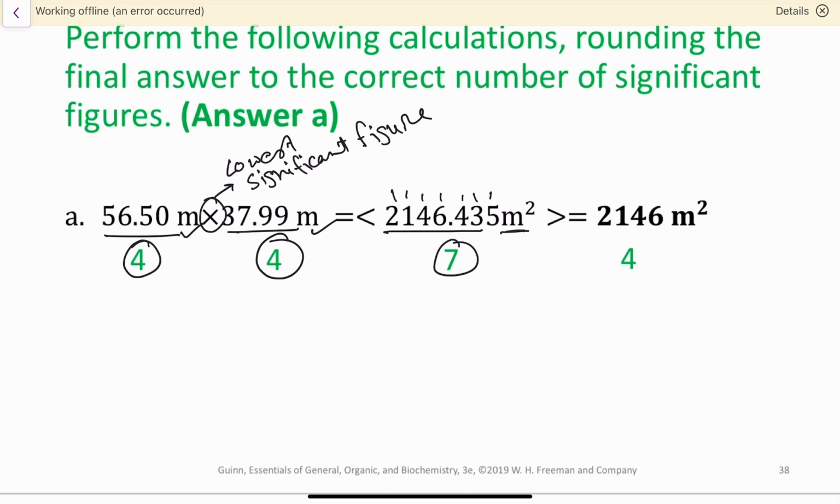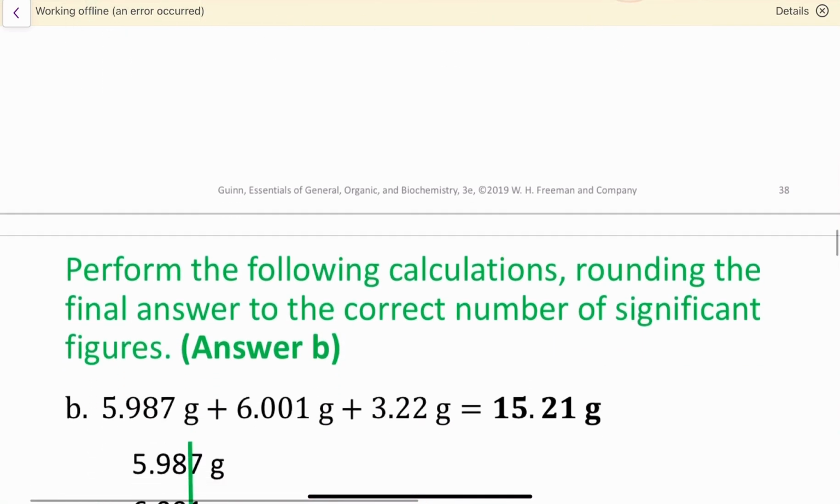So let's see over here, we need just 4. So 1 2 3 4. The fifth one we don't want, and this is less than 5, so the previous number won't increase by 1, so it will remain the same. So it's 2.2146 meter square, which has 4 significant numbers, 1 2 3 4, right? So we apply the multiplication and division rule there. Let's do the second problem.